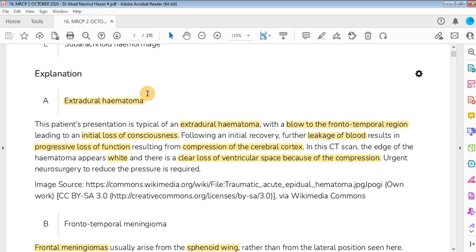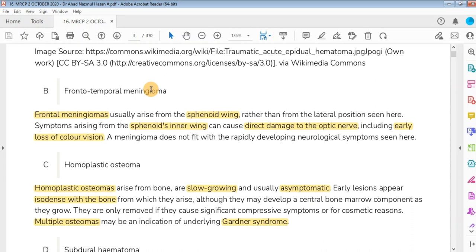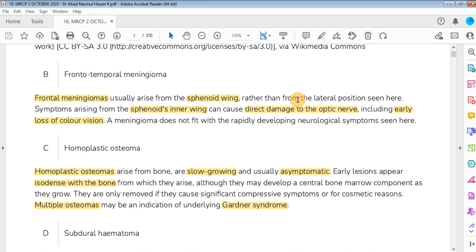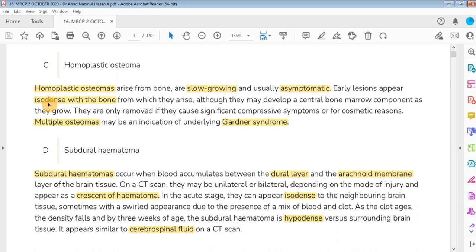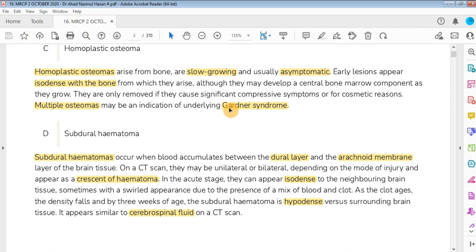And in case of frontotemporal meningioma, usually they arise from the sphenoidal wing. And this is also associated with damage to the optic nerve, leading to some sort of visual disturbance or loss of color vision. Hyperostotic osteomas are slow-growing asymptomatic tumors, and they are also isodense with the bone. And often they are associated with multiple osteomas seen in case of Gardner syndrome.